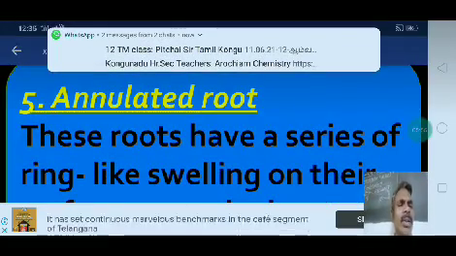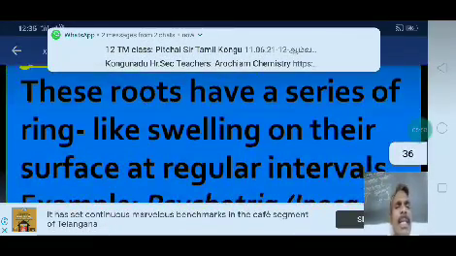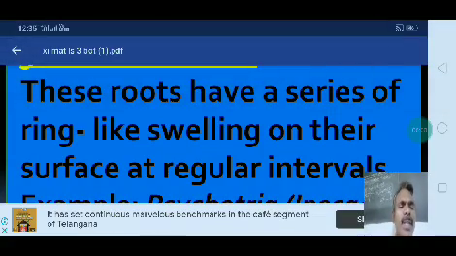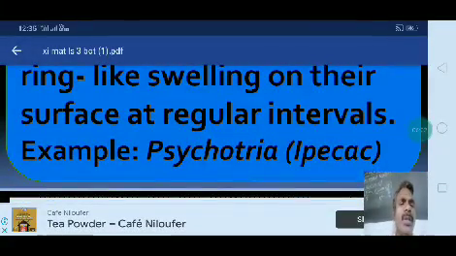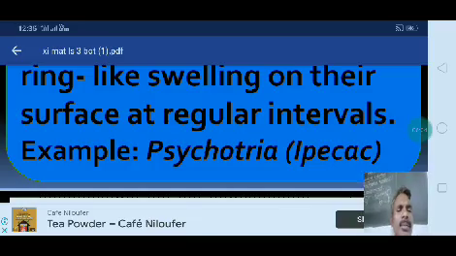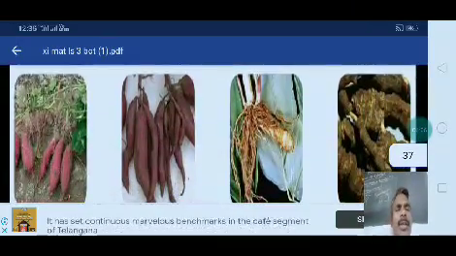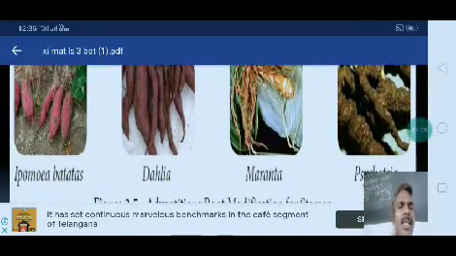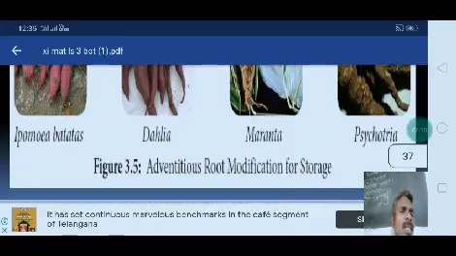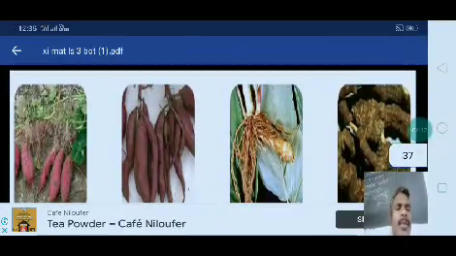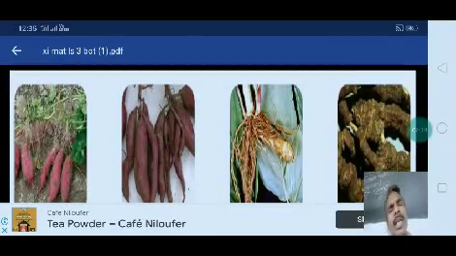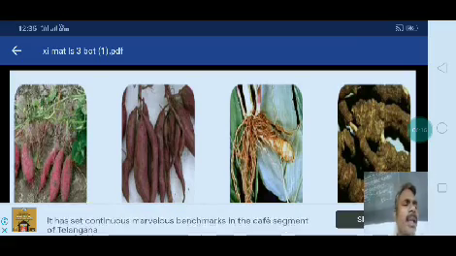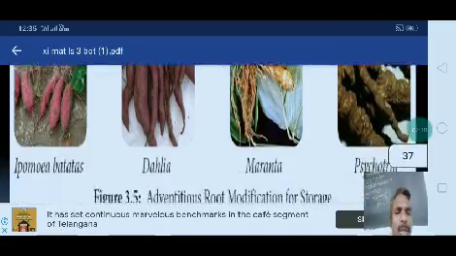Then annulated root. Here in an annulated root, the roots have a series of ring-like swellings on their surface at regular intervals. Example, Psychotria, Ipomoea. The next one. Here you can see Ipomoea batatas, dahlia, maranta, then Psychotria. These are examples of beaded roots, and fusiform, fasciculated and moniliform roots are also there.